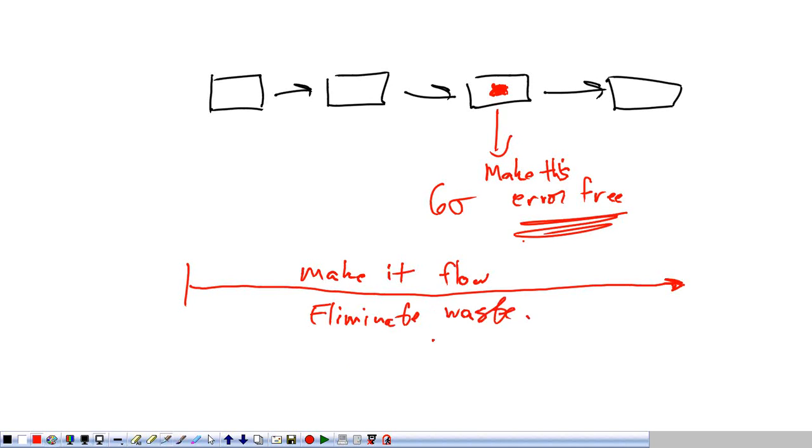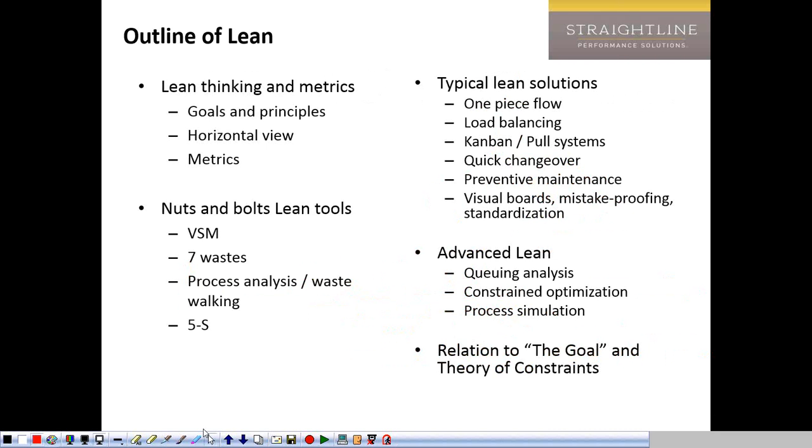Which means we're removing the stuff that we really shouldn't be doing, the non-value added stuff. So here we're removing non-value added things. Here we're trying to make what we do better. Again, gross oversimplification, but there you have it. That's basically what it is in a very brief nutshell.